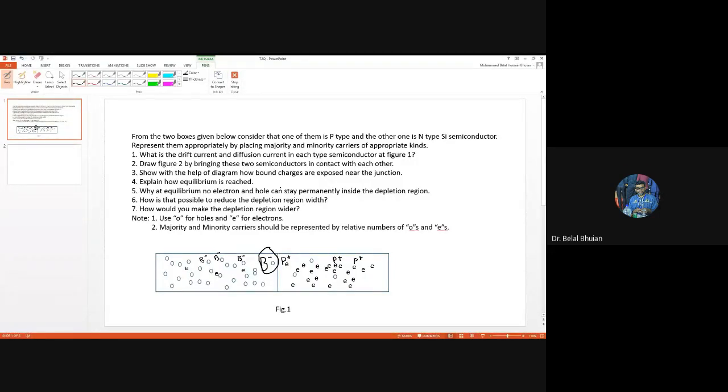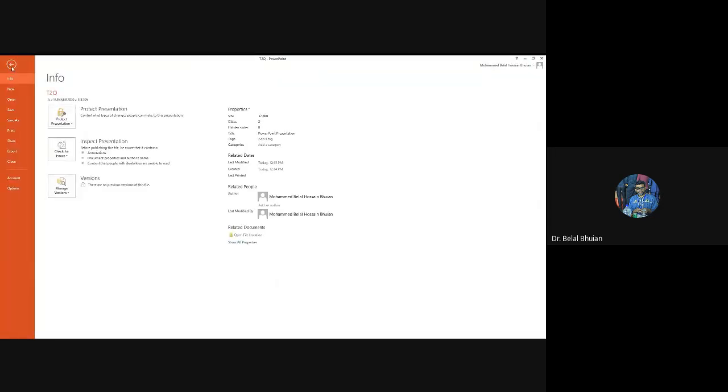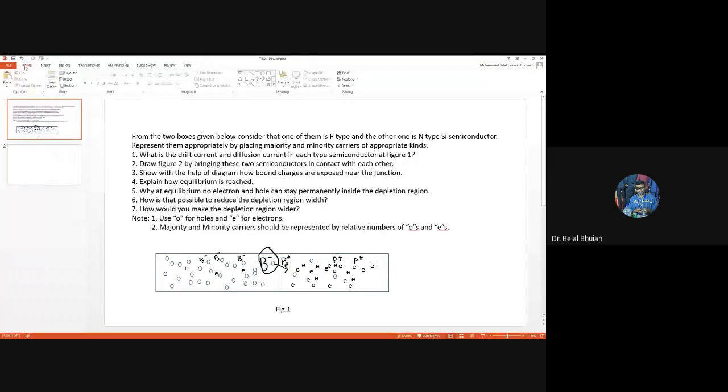Now we already learned that if there is a variation in concentration, what is going to happen? Diffusion. So we're going to have diffusion. Let's say this particular hole will diffuse from here to here. Let's physically move it over there. So let's bring this hole over here.